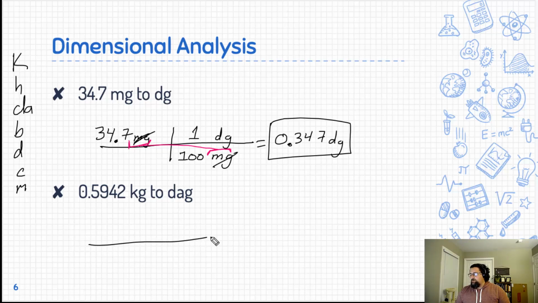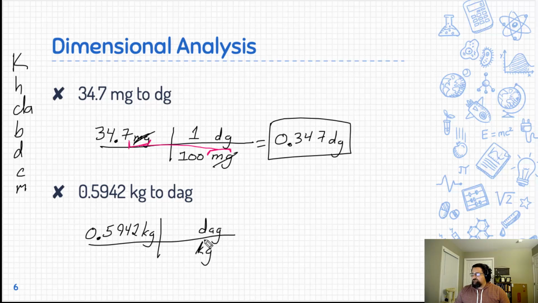Again, we make our cross with our given, which is always going to go on the top left: 0.5942 kilograms. You have to put the units down because you would never know what to put here. Whatever unit's top left has to go bottom right. So kilogram is going to go bottom right. And wherever we're trying to convert to is going to go top right. So now we have our decigrams.